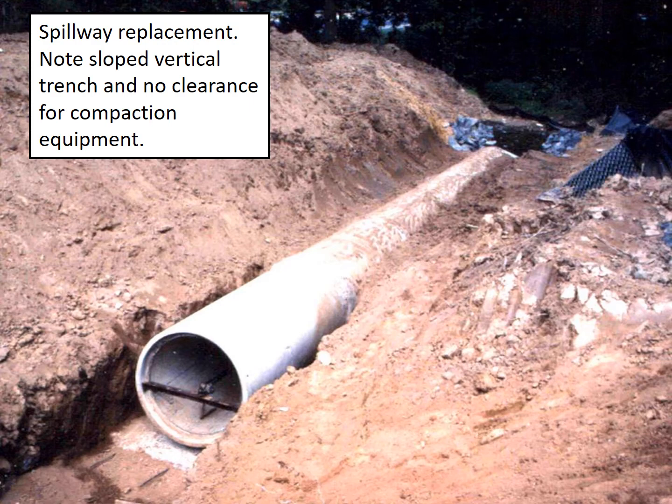Here's another example of a spillway replacement pipe. You can see how it's more or less a vertical trench right up to the edge of the pipe. And you kind of question, how are you going to get any kind of compaction equipment in there to ensure that it's properly compacted? Or if you're going to be placing concrete in there, how are you going to make sure that you really aren't having voids or anything like that? It's just not a good method for this construction.